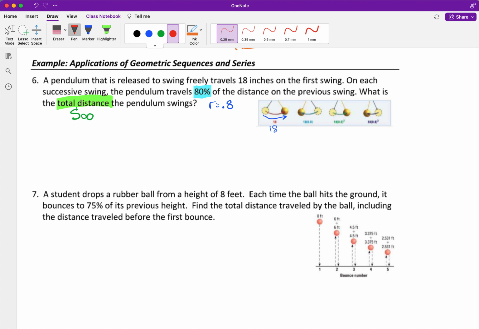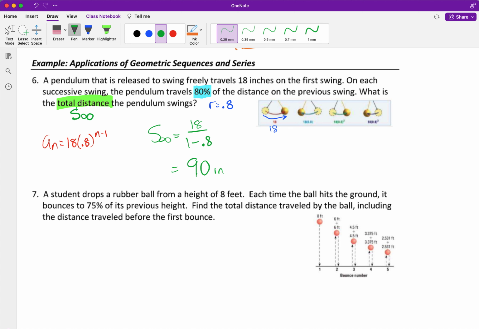So the first thing I want to do is identify what the formula is and what a1 is and what r is. Wow, that was really hard to say. I don't know why. Don't judge me. I mean, judge me a little bit, but not too much. First swing is 18. Common ratio is going to be 0.8 because we're decreasing by 0.8 each time, 80%. So I can find what the infinite sum is going to be, right? So S infinity equals a1, which is 18, over 1 minus 0.8. And in my fancy calculator, that's going to give me 90.